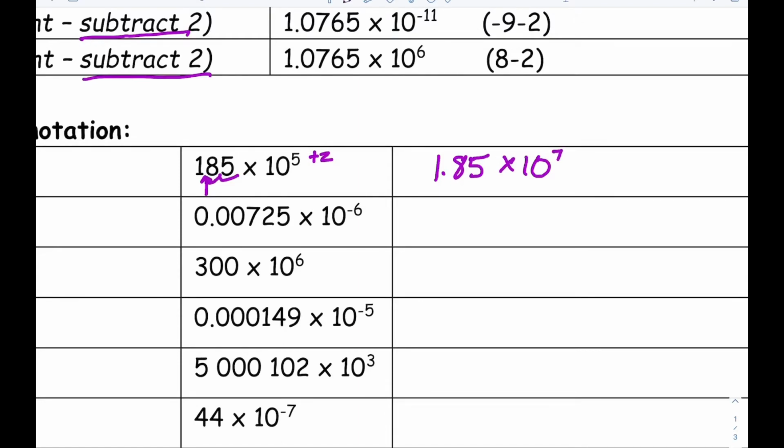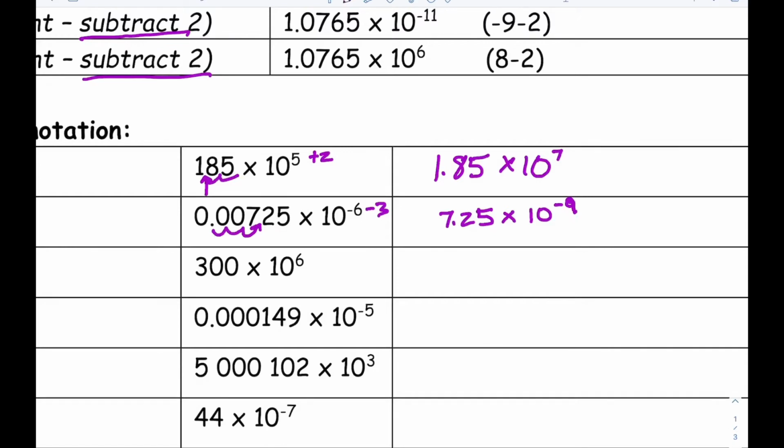Okay, our next example, 0.00725. So we're going to move the decimal over. So that's between the 7 and the 2. We stop after the first non-zero integer. So 7.25 times 10 to the power of, let's see, 1, 2, 3. We moved it to the right. And remember, when we move the decimal to the right, we're going to subtract 3. So minus 6 minus 3, that's actually negative 9.